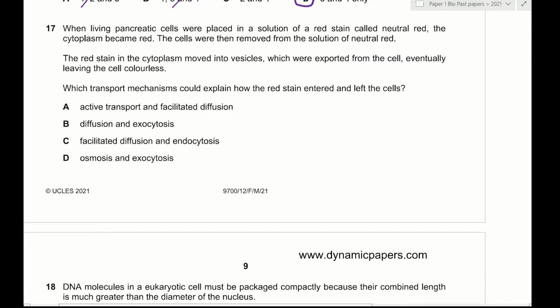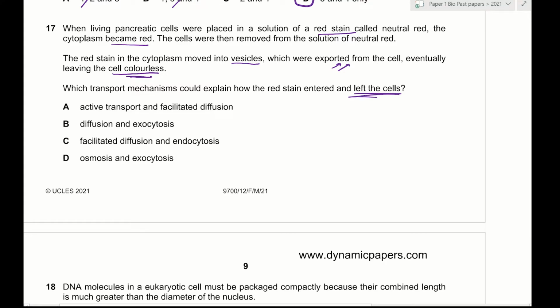When pancreatic cells were placed in a solution of red stain called neutral red, the cytoplasm became red. The cells were then removed from the solution of neutral red. The red stain in the cytoplasm moved into vesicles which were exported from the cell, eventually leaving the cell colorless. So the dye went into the cell and both out of the cell. Now, which transport mechanisms could explain how this red stain entered and left the cell?